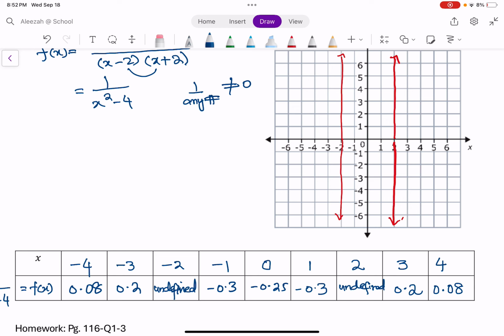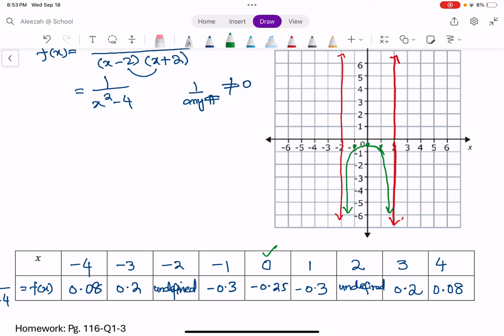And now I have to graph it. So if I start from 0, at 0 my y value is negative 0.25, which is almost here, right? When x is 1, it is negative 0.3. It's a bit here, right? And when x is negative 1, it's the same, negative 0.3, right? And you know that my graph cannot touch the vertical asymptotes. So for this portion, the graph will be like that. I mean, it's just passing through the points. It's approaching the asymptotes, but it's never going to touch the asymptote.